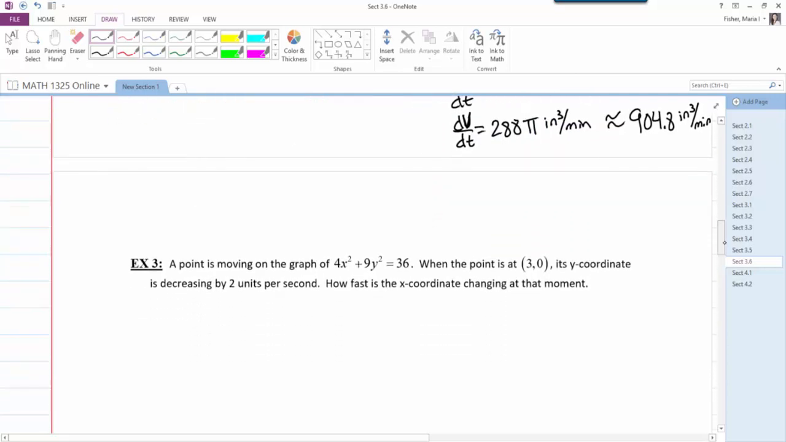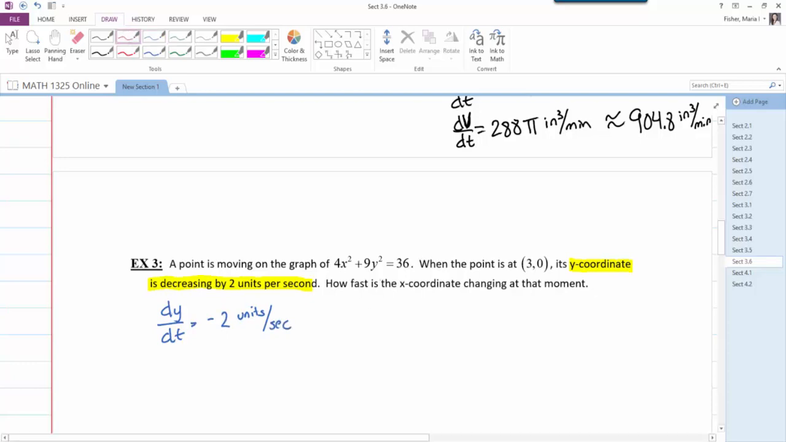Let's look at example 3. Example 3 says, a point is moving on the graph of 4x squared plus 9y squared equals 36. When the point is at (3, 0), its y-coordinate is decreasing by 2 units per second. Well, we just got some kind of calculus rate, right? So its y-coordinate is decreasing by 2 units per second. What does that mean for us? That means that dy/dt is decreasing, so negative 2 units per second.